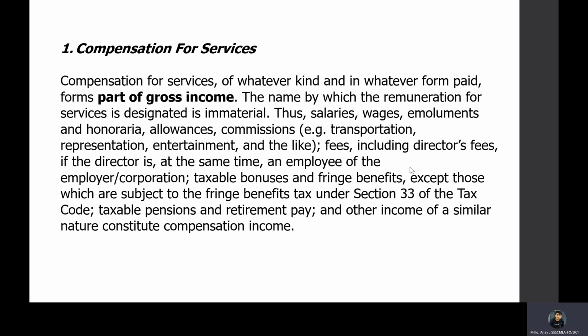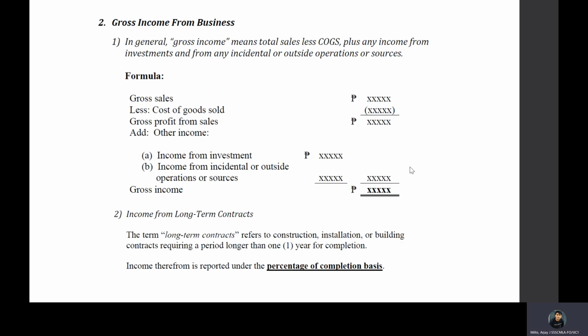Next item, for gross income from businesses. So ito naman applicable if you have businesses, for corporation or if you have sole proprietorship. So for gross income from businesses, in general, gross income means total sales less the cost of goods sold. So accounting concept, cost of goods sold. So ito yung mga direct labor, direct costs, and then overhead, plus any income from investment and from any incidental or outside operations of sources.